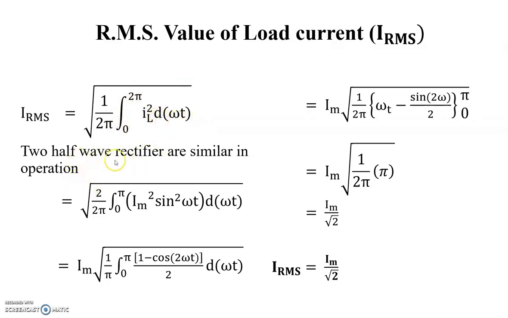Here the two half-wave rectifiers are similar in operation, so this equation becomes root of 2 by 2 pi, that is, integration of 0 to pi, Im square sin square omega t d omega t. You replace sin square omega t with (1 minus cos 2 omega t) by 2, integrate, simplify, and we get the value. So IRMS equals Im by root 2.